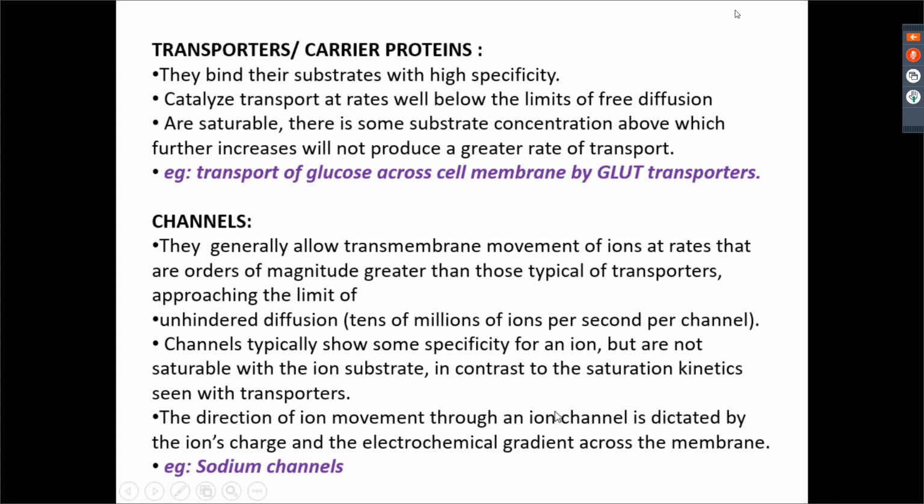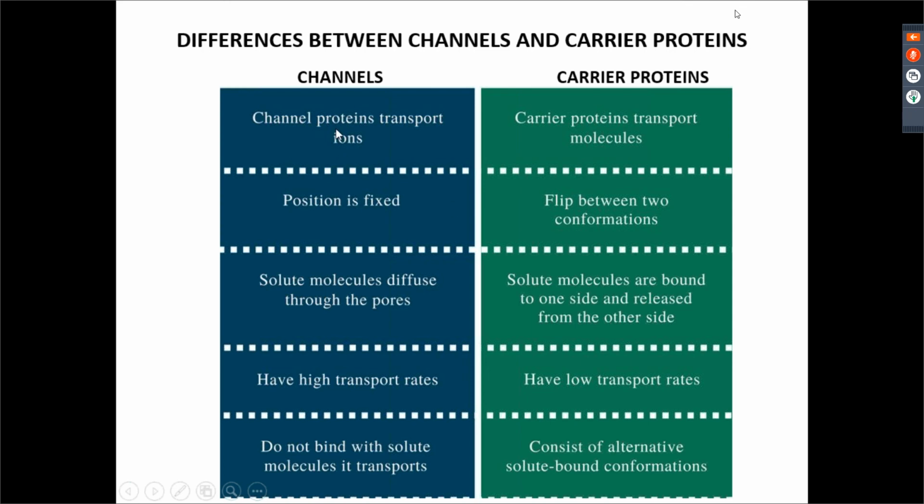Now, what is the difference between channels and carrier proteins? Channel proteins transport ions, and carrier proteins transport molecules. The position of a channel protein is fixed. It is not going to change its conformation. On the other hand, carrier proteins usually occur in two conformations. One conformation will be facing the intracellular side, and the other conformation will be facing the extracellular side.